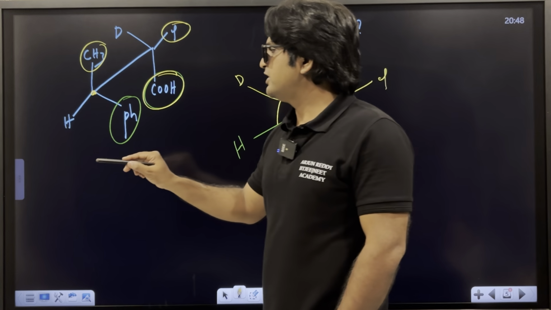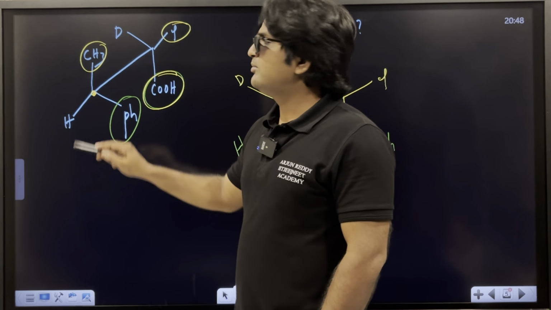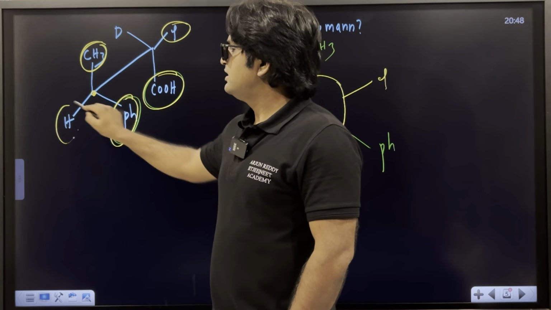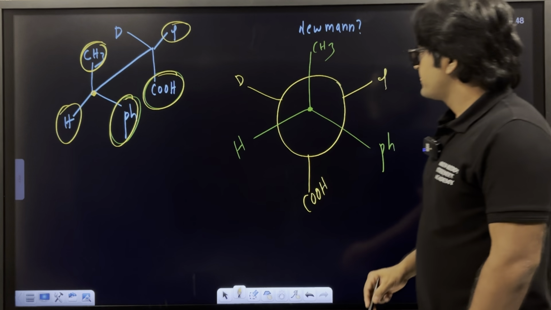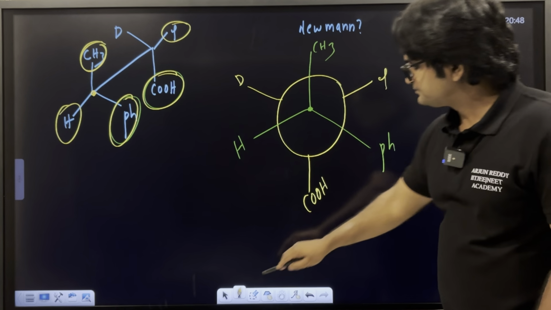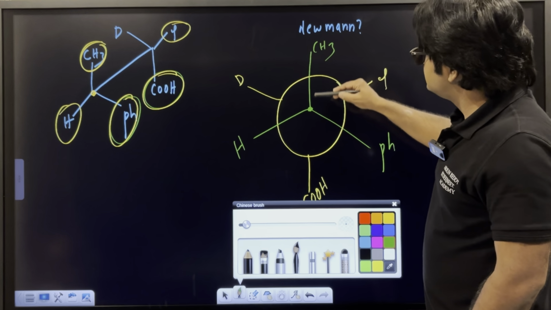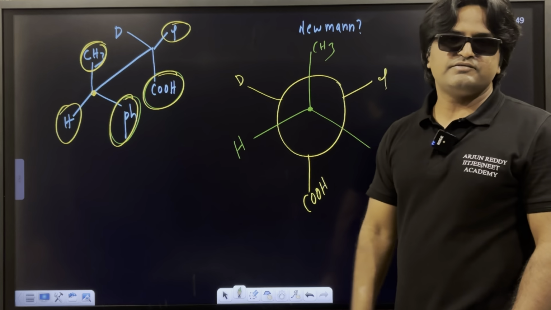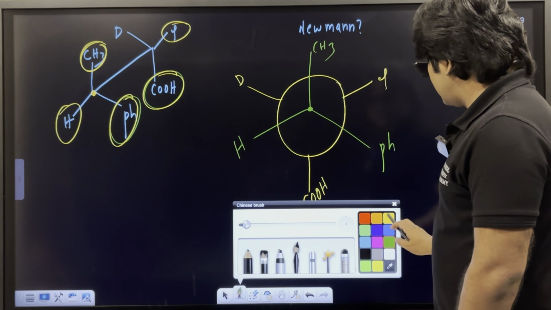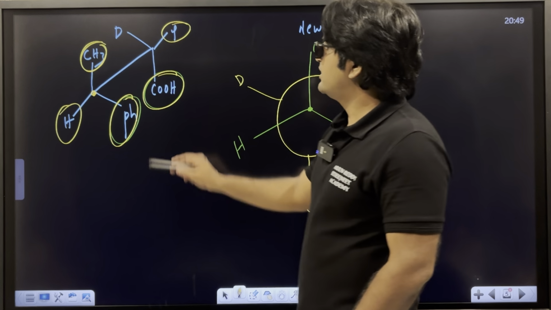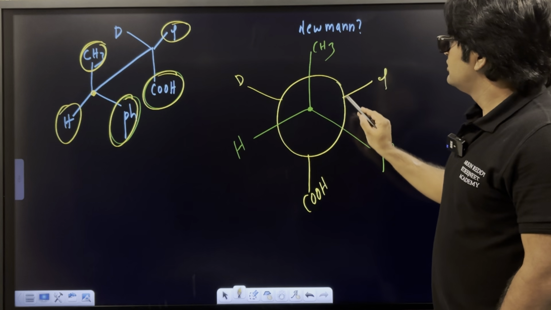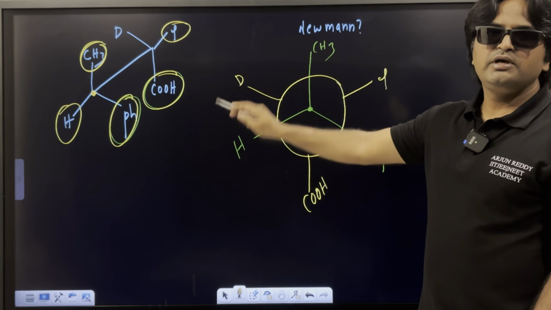Once again, come back to the front carbon. This is my front carbon. This one is looking like this: top, phenyl right side and hydrogen left side. Same thing I am taking here: CH3 just above, phenyl right side and hydrogen left side. Next, from the back carbon atom: COOH below, COOH below, chlorine right side, deuterium left side.